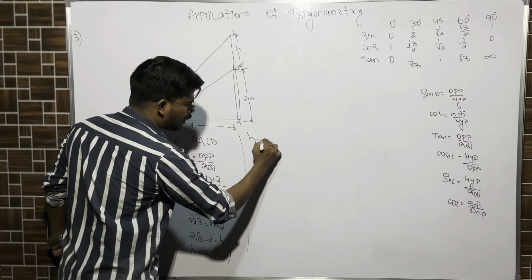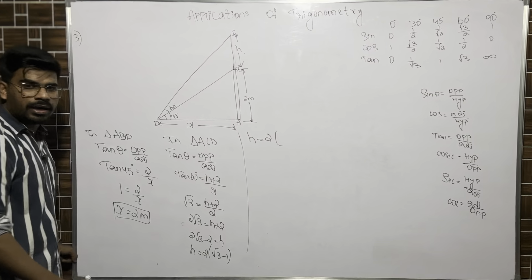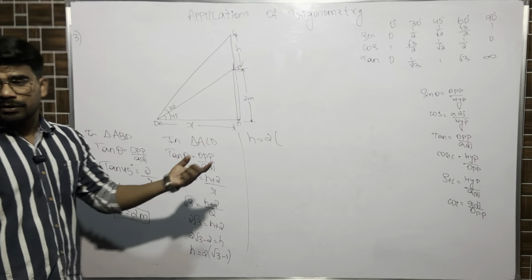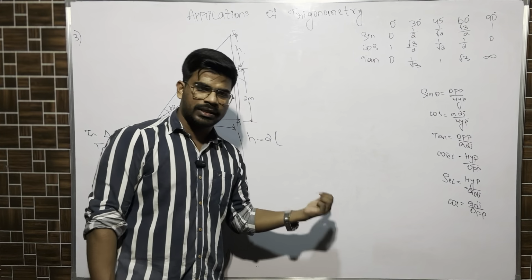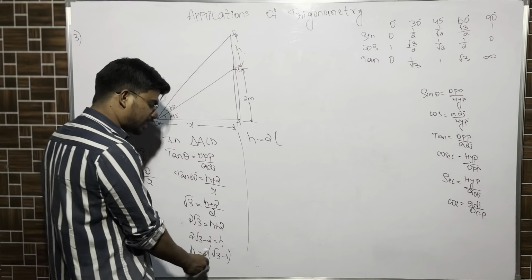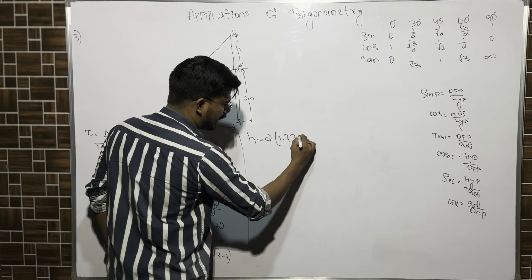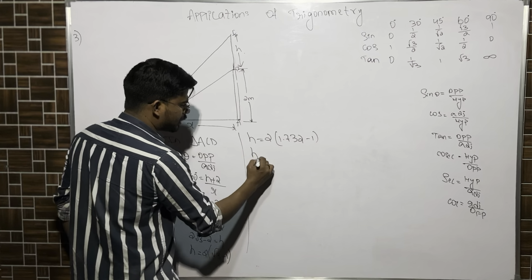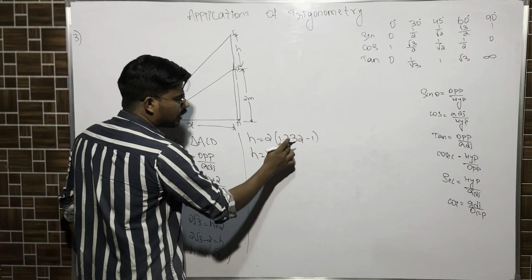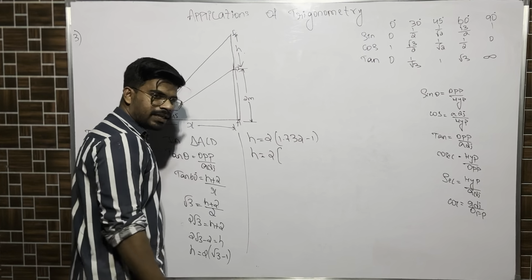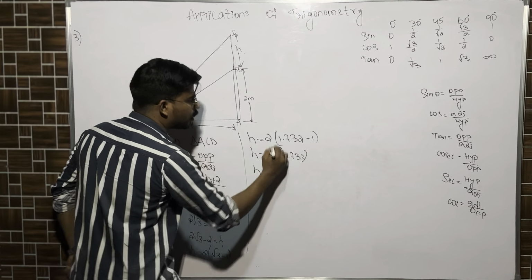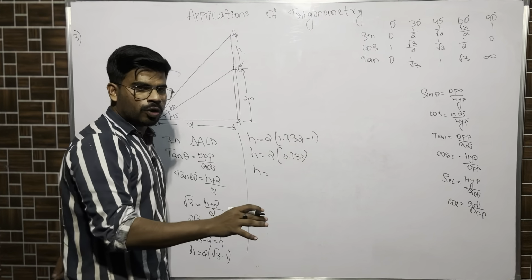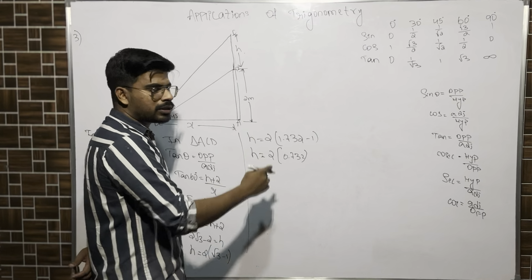So h is equal to 2 into, what's the value of root 3? 1.732. In the previous questions as well, we did not solve this. Put 1.732 in the place of root 3 and solve it. So this is 1.732 minus 1. So h is equal to 2 into 1.732 minus 1, which is 0.732.